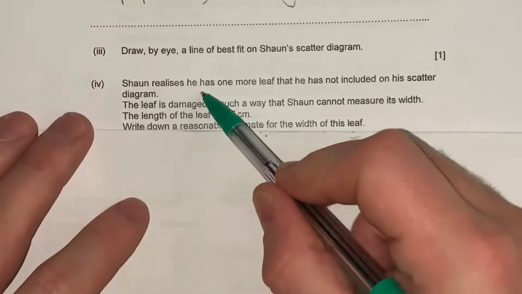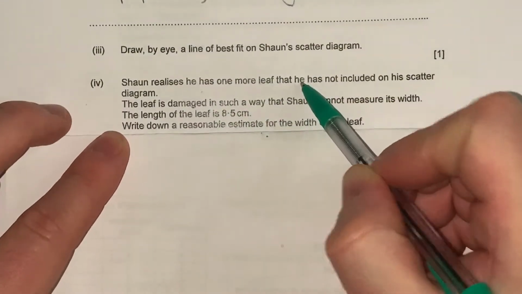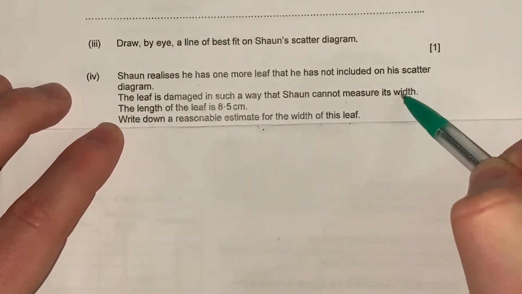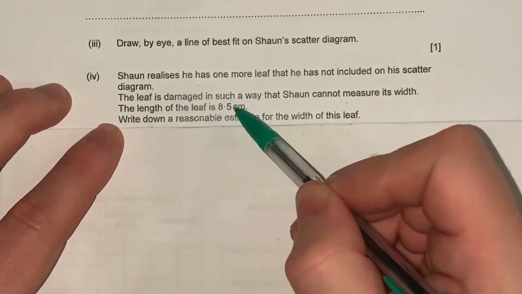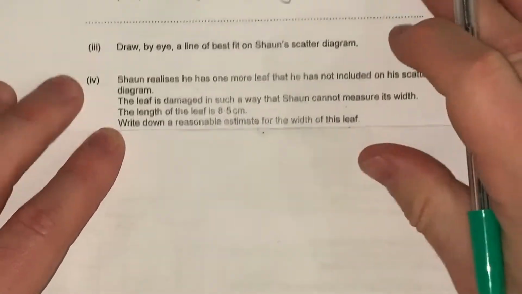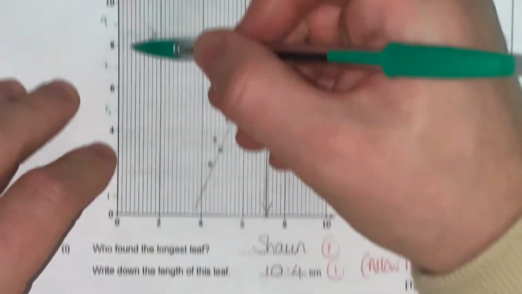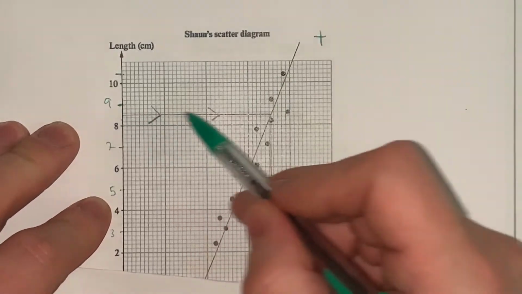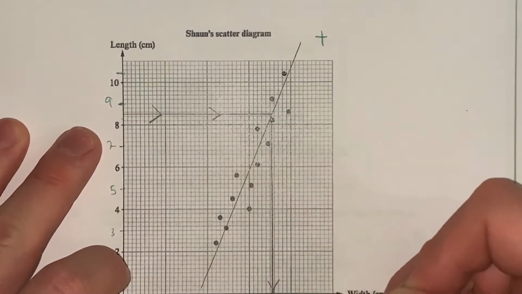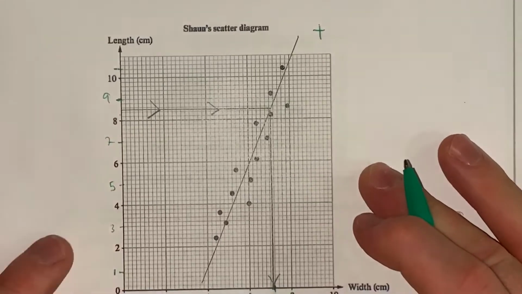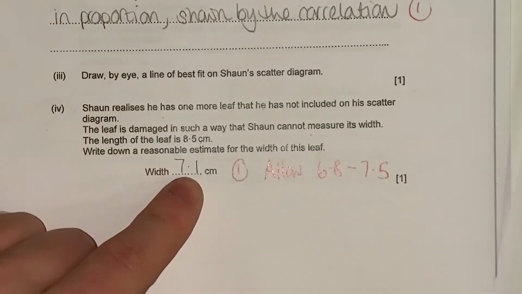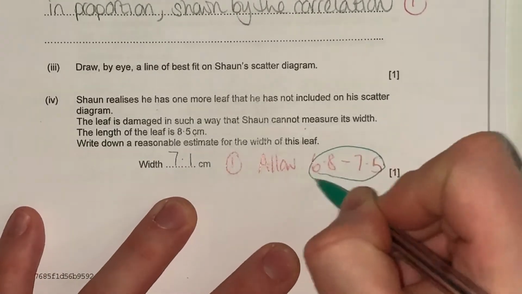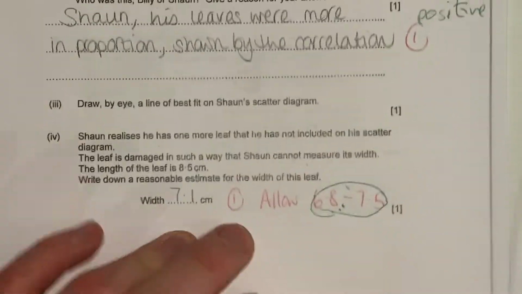Sean realizes he has one more leaf that he has not included in the scatter diagram. The leaf is damaged in such a way that Sean cannot measure its width, but the length of the leaf is 8.5. So I'm going to go to the length of 8.5, which is up here. Remember, it is not in between 8 and 10. It's got to be by there. I'm going to use my ruler, draw a straight line across and down. And it's taken me to just above 7.1. What did I go for? Yep, 7.1 is what I went for. Obviously, you can have something slightly different. Quite a range of answers there, but it's all about how good your line of best fit is.